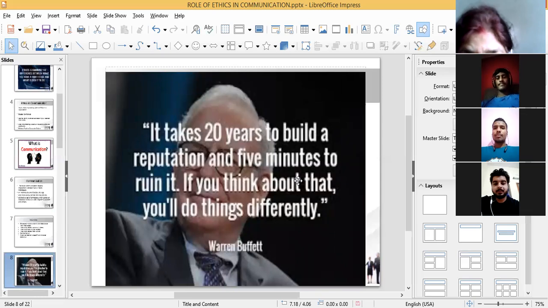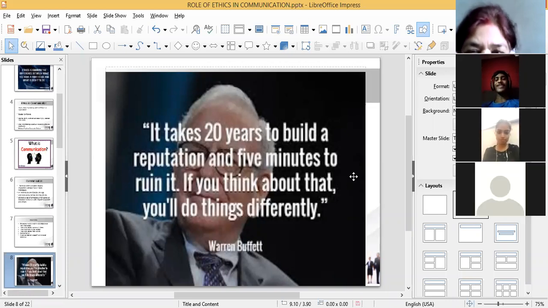So Warren Buffett. It takes 20 years to build a reputation and 5 minutes to ruin it. It means that 20 years we build our career, and just in 5 minutes we destroy our lives. If you think about that, you will think differently.